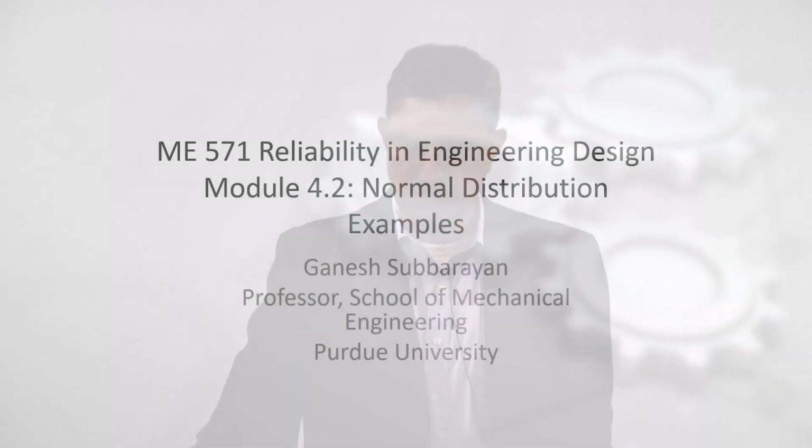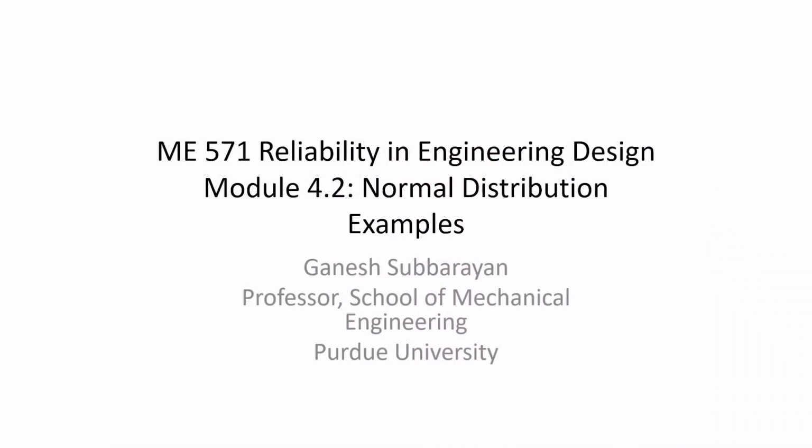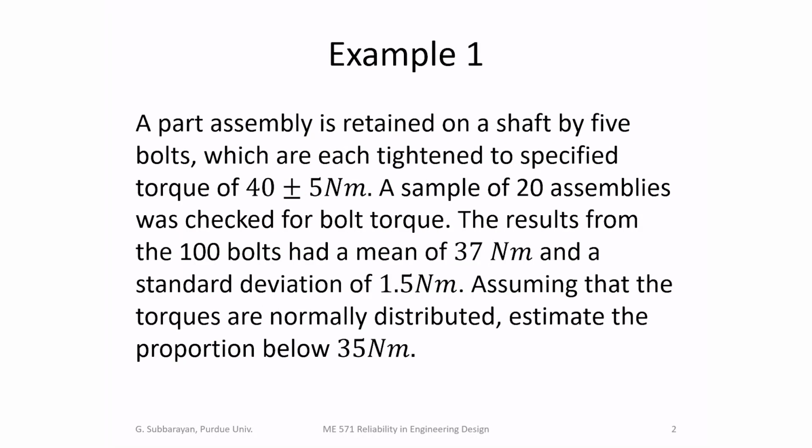In this module 4.2, we'll work out some examples of normal distribution using the standard normal table. In the first example, we'll consider a part assembly that's retained on a shaft by 5 bolts, and they have to be tightened to a specification that's given here, torque of 14 plus or minus 5 Newton meter.